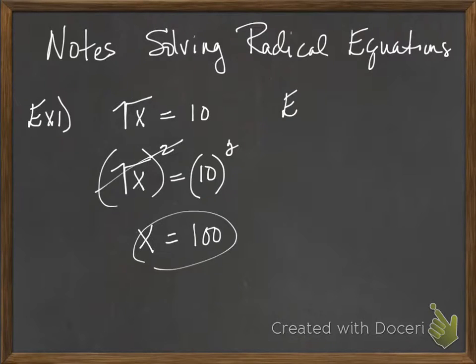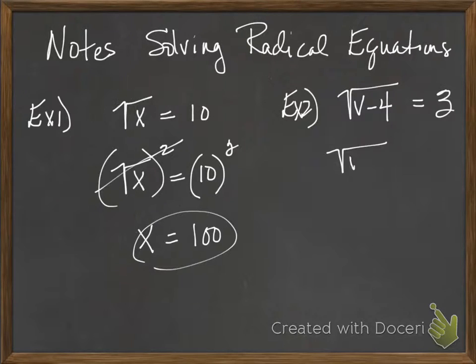All right, example 2. Let's look at another radical equation. The square root of v minus 4. So this time I want to show you something that has more than one term underneath the square root is equal to 3. The square root of v minus 4 is equal to 3. Well, I want to solve for v, and I can't solve for v because v is underneath the square root.